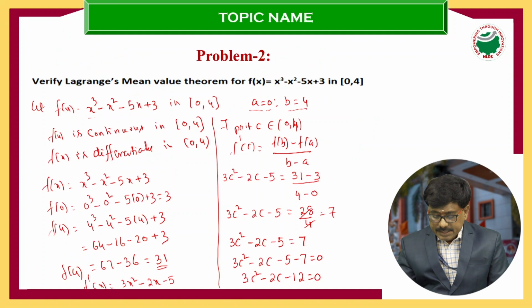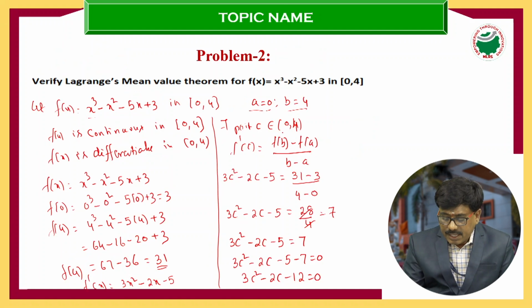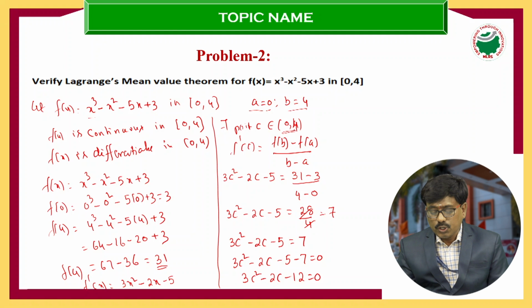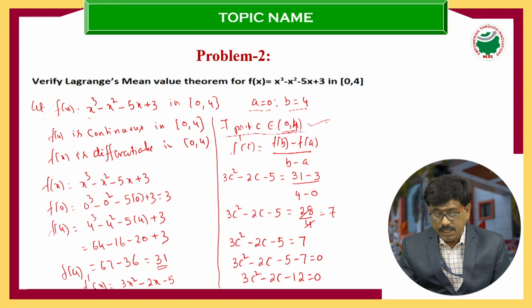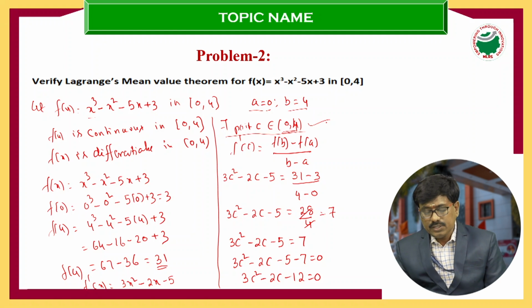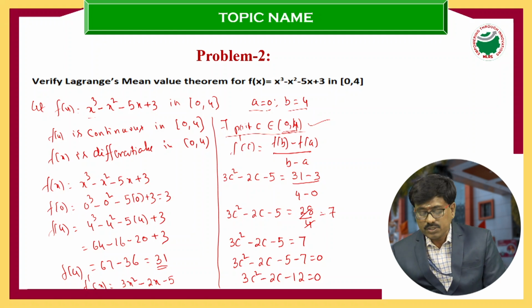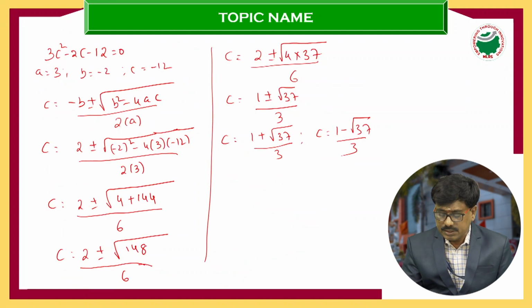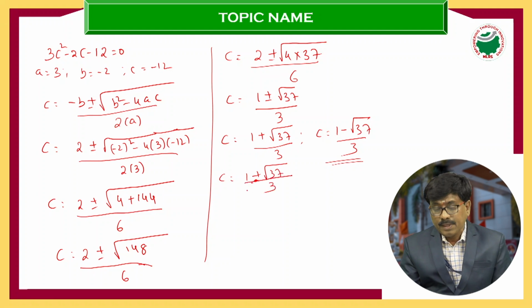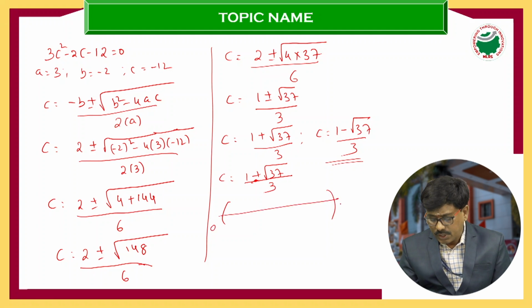See, where does this lie? We need to calculate in between 0 and 4, because wherever there exists a point, this condition is very important, f dash of C value always lies between 0 and 4. We got 2 values, or you can solve this value by using a calculator also. I am not going to consider this value, I am going to consider C equal to 1 plus under root of 37 by 3. See, there is an open interval 0, 4.